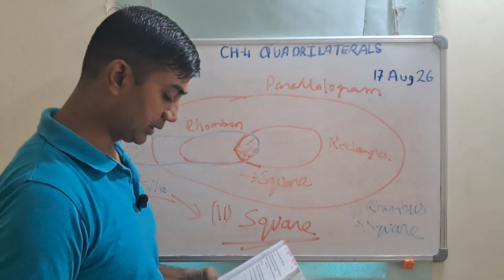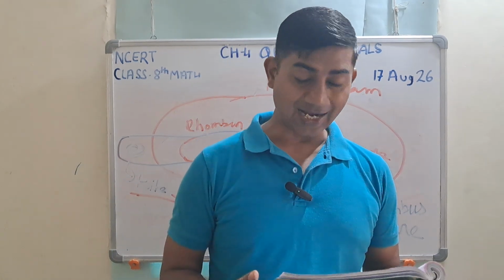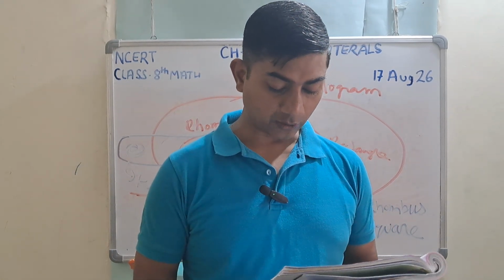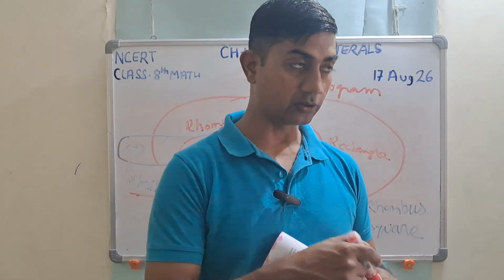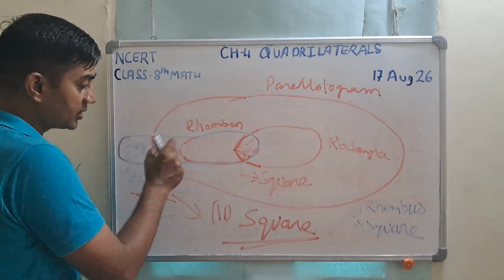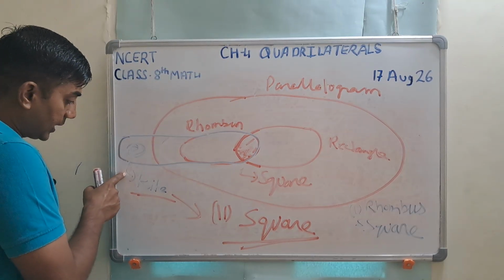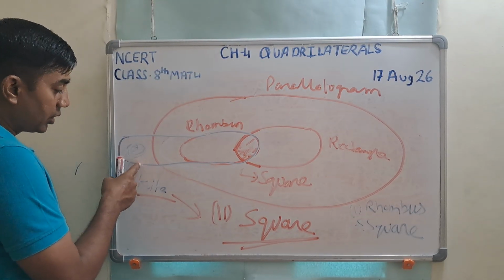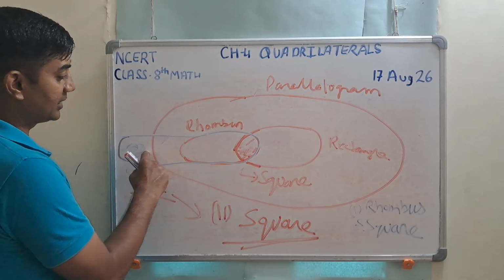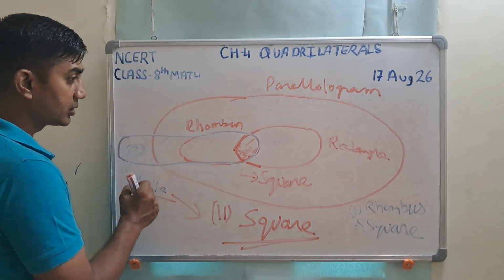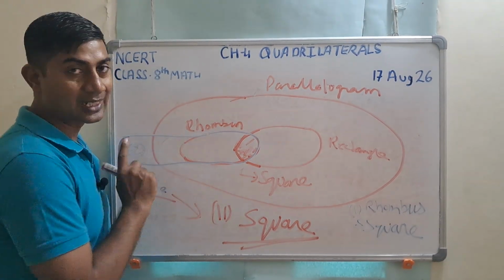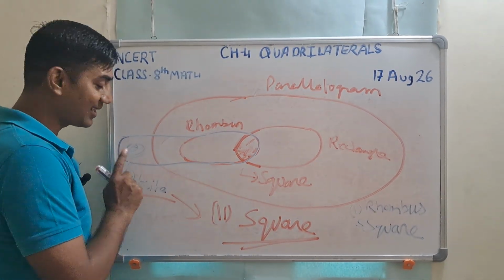Now what is question number 3? Is every kite a rhombus? If not, what is the correct relationship between the two types of quadrilateral? Now they are asking whether every kite is a rhombus. No, the kites which are not parallelograms are not rhombuses. So what is the relation between the kite and the rhombus? All the rhombuses are kites, but not all the kites are rhombuses.